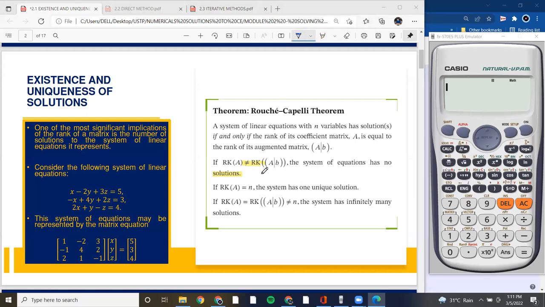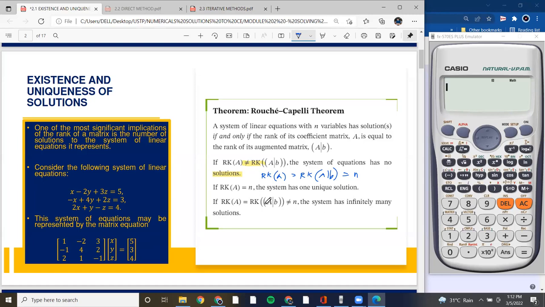If the rank of A is equal to the rank of the augmented matrix, and also equal to n, where n is the number of variables or unknowns, the system has one solution. From the example, the rank is 3, the maximum rank of a 3x4 matrix, since the augmented matrix is a 3x4 matrix. And if it is equal to the unknowns, which is 3, the system has one unique solution.